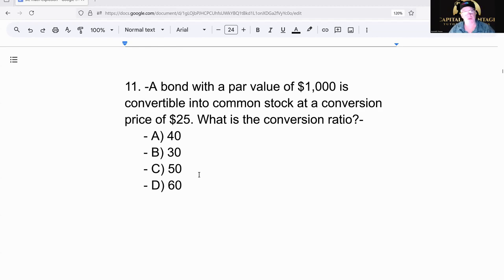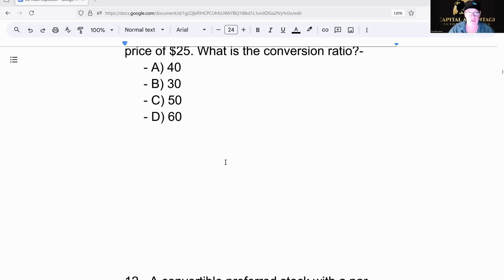A bond with a par value of $1,000 is convertible into common stock at a conversion price of 25. What is the conversion ratio? 1,000 divided by 25 is 40. And remember, guys, pause after you hear the question so you can answer it. And then here I would go. I'm not wasting time on this.